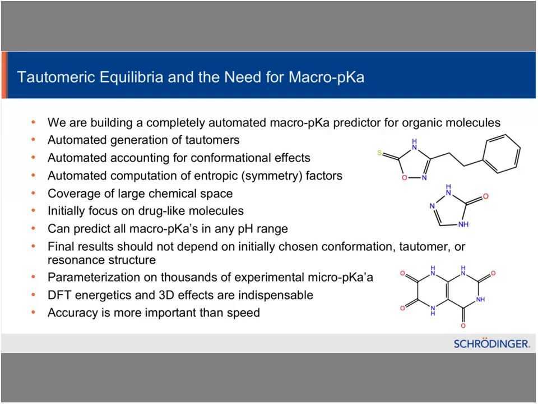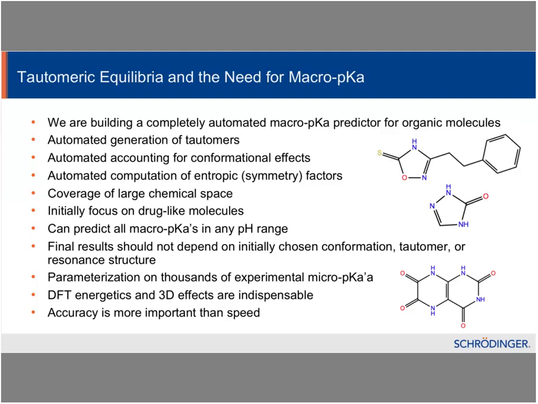or alcohols. Since the coverage is large but chemical space is infinite, and there are things like transition metals and surfaces, we decided to focus on drug-like molecules to begin with, and we wanted to predict MacroPKa in any pH range. We postulated that the results should not depend on the initially chosen conformation, tautomer, resonance structure, or Lewis structure. So you can draw your molecule in any way, but the program will automatically sample everything and make sure that the results don't depend on the initial structure.